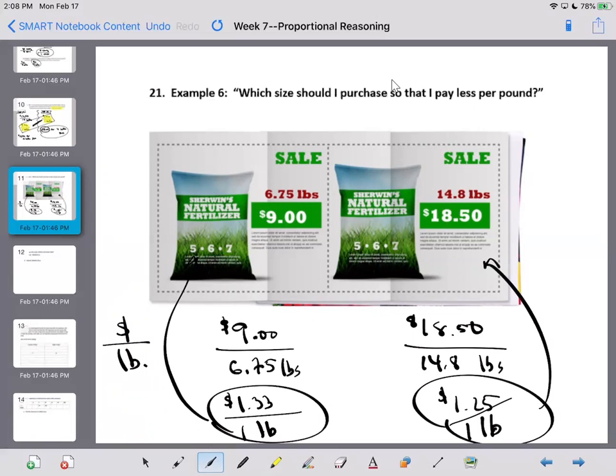So which one should I purchase so that I can pay less per pound? Well, you're actually going to pay less per pound here because the unit rate is a good 8 cents different. So getting it down to comparing the unit rates is very, very helpful with comparing prices.